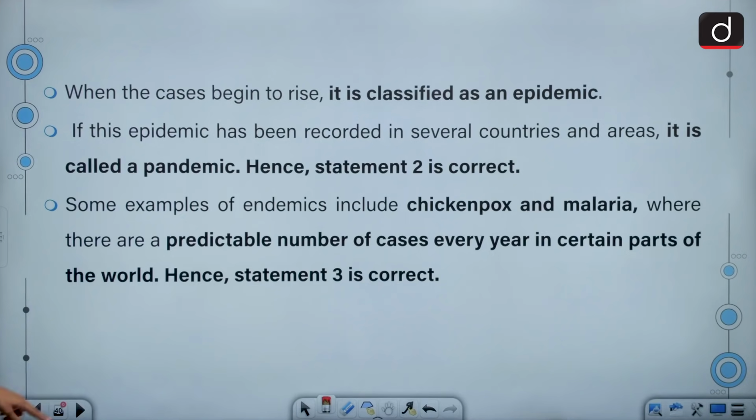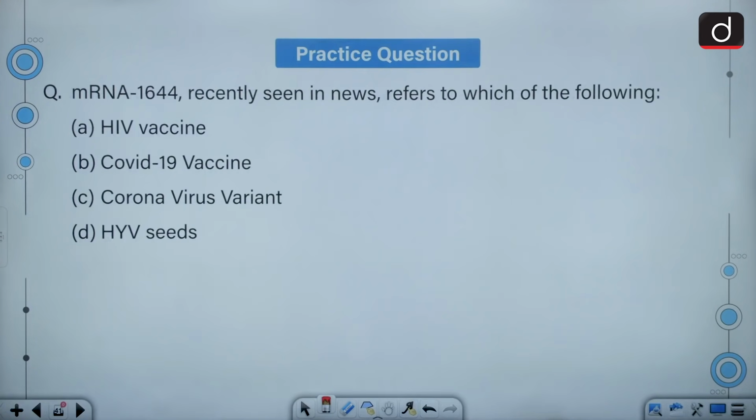Moving on to the practice question. mRNA 1644, recently seen in the news, refers to which of the following? HIV vaccine, COVID-19 vaccine, coronavirus variant, HIV, 𝐥𝐴 seeds.